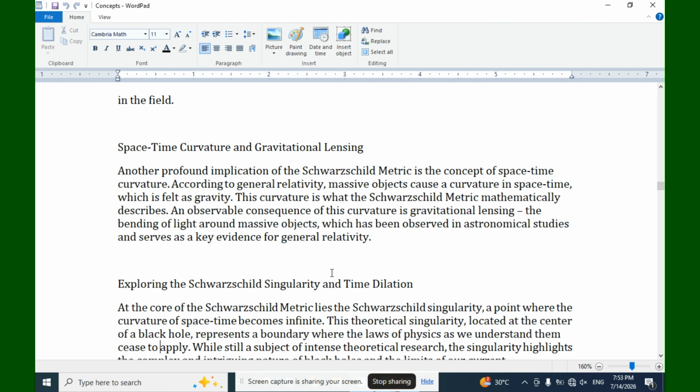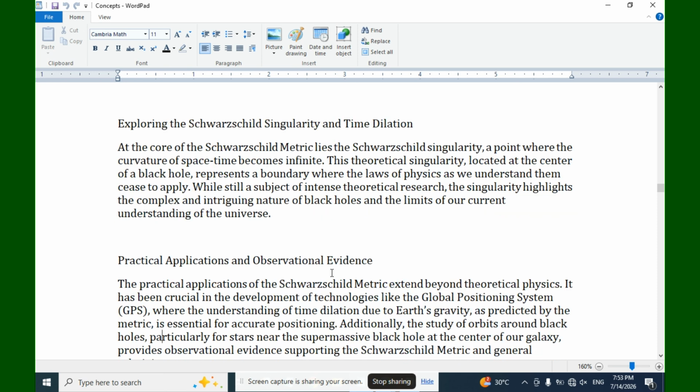Exploring the Schwarzschild singularity and time dilation. At the core of the Schwarzschild metric lies the Schwarzschild singularity, a point where the curvature of space-time becomes infinite. This theoretical singularity, located at the center of a black hole, represents a boundary where the laws of physics as we understand them cease to apply. While still a subject of intense theoretical research, the singularity highlights the complex and intriguing nature of black holes and the limits of our current understanding of the universe.